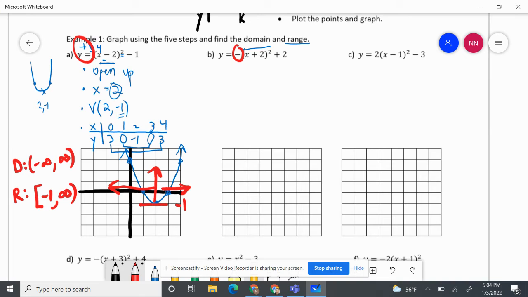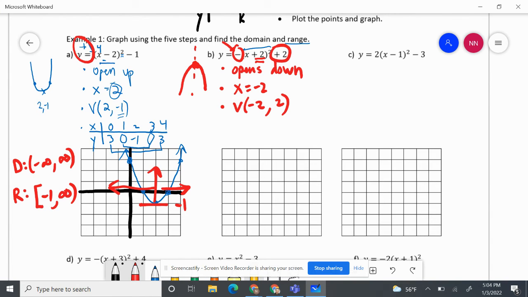So looking at our second value, as I mentioned earlier, it opens down, and the reason that it opens down is because our a value is negative. Our axis of symmetry, x is equal to -2. Remember, it's the opposite. Our vertex, we always use the axis of symmetry because that's the middle of the graph. So it's a graph. The axis of symmetry is in the middle. The vertex and the axis of symmetry are always the same. Our k value tells us what our y value is for our vertex.